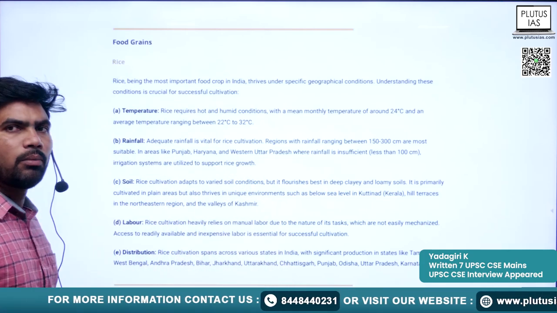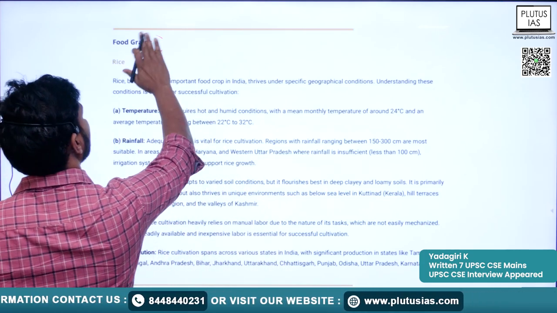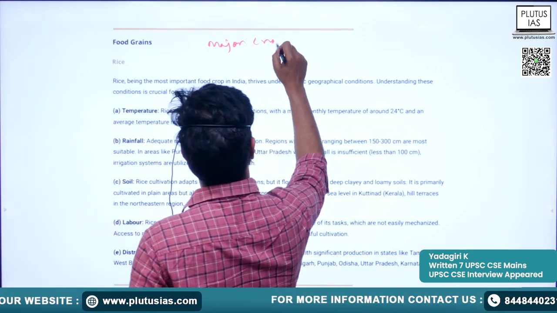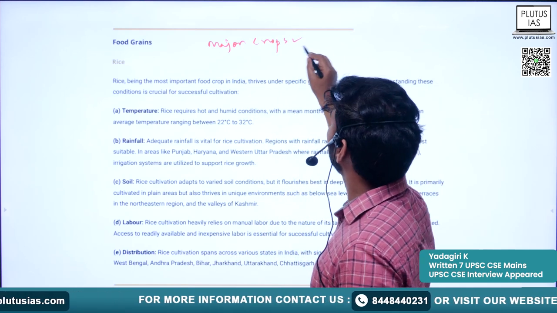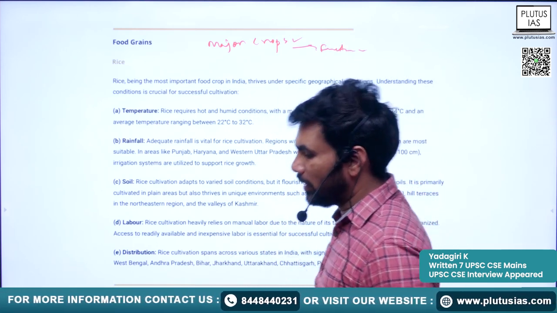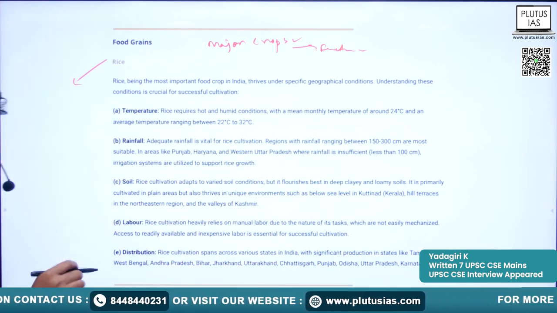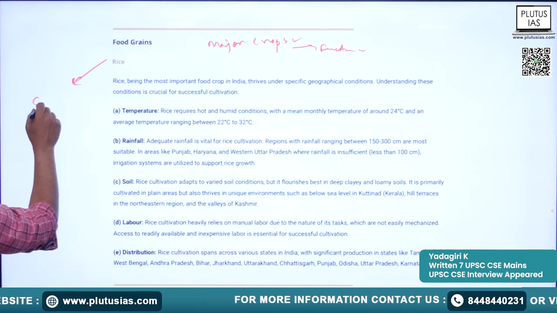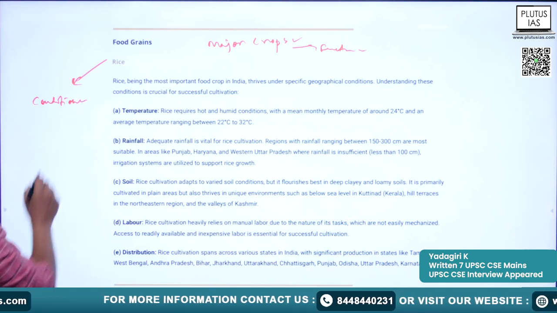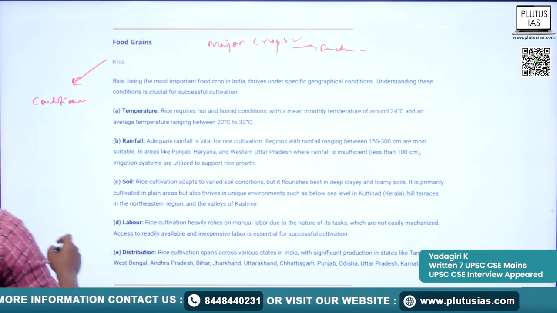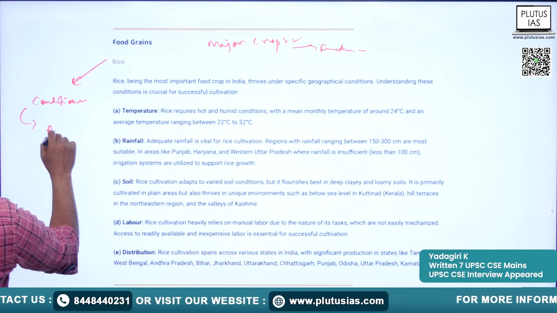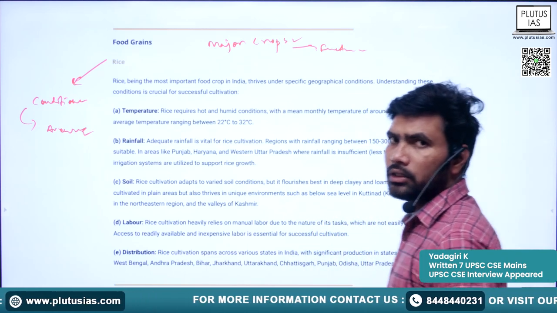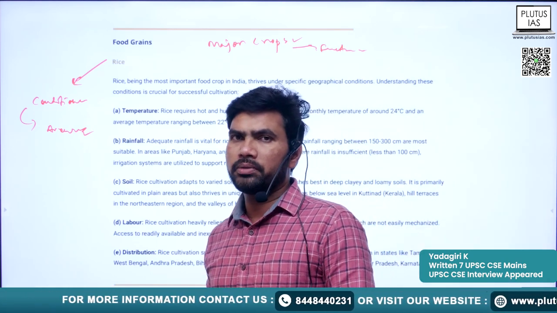Right. Now we have come to the main part of our discussion, that is, types of crops, or major crops. Mostly this is a factual part. For every crop, you have to focus on majorly two or three areas. One is the conditions required for that crop, the climatic conditions. The second is the areas where it is grown. Try to focus on these two areas when you study the different types of crops in India.